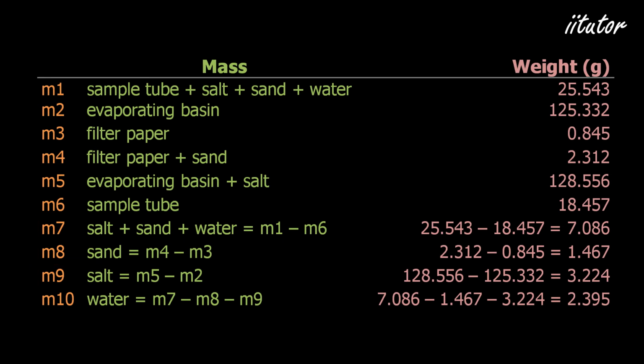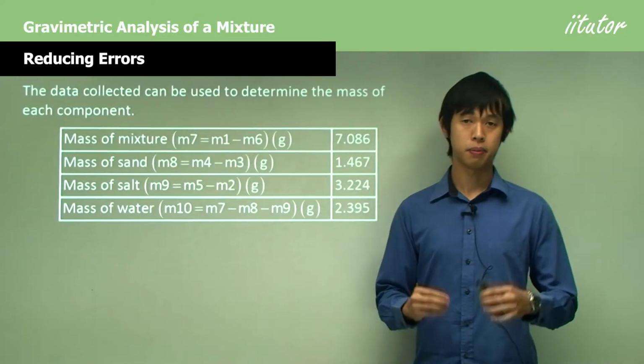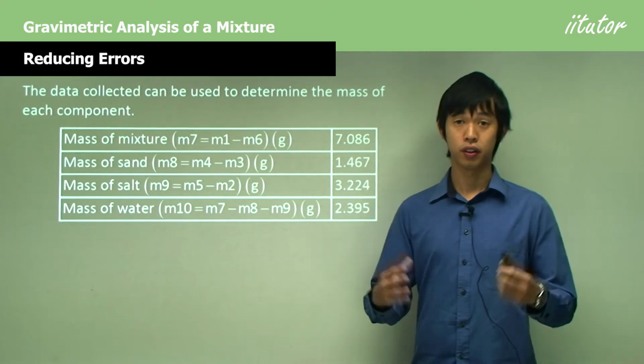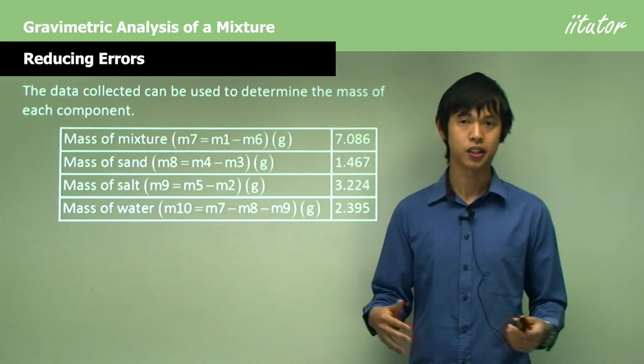The key part in this experiment is remembering, it seems convoluted. Why did we weigh the filter paper and then measure the filter paper and then weigh the evaporating basin, then weigh the evaporating basin and salt? The reason why we do all this, and the reason why scientists seem like they're doing really convoluted experiments, is because we want to reduce the error. Error is important. If we've got lots of error, then our results are essentially meaningless.